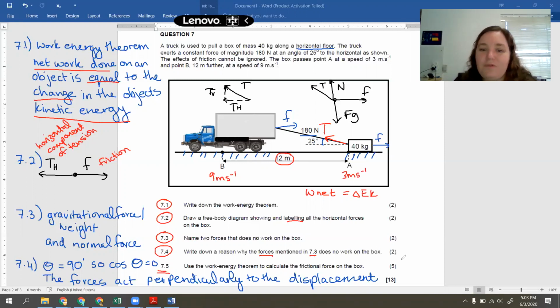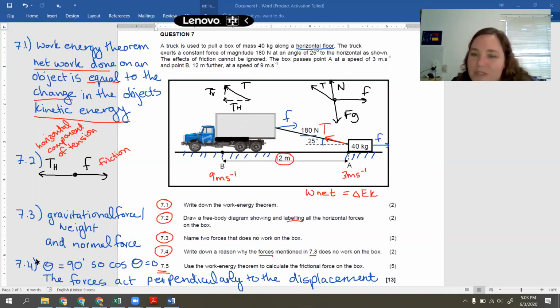You have a reason why the forces don't do any work. It's because your angle of theta is 90, so cos of theta is 0. This felt like the easy way to do it. And I wrote that down, and then I suddenly thought, gosh, I can imagine the examiner freaking out reading that, even though it's all right. So I changed it to saying the forces act perpendicularly to the displacement. There we go. There's my fancy explaining it properly.